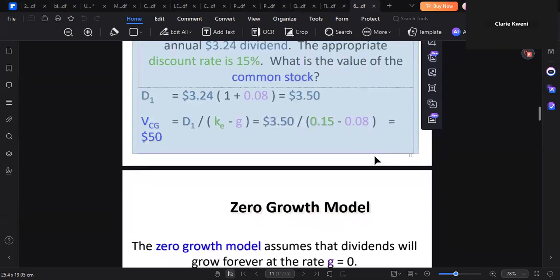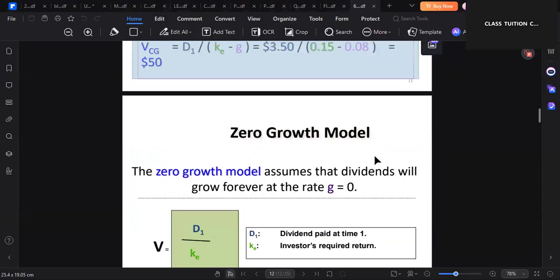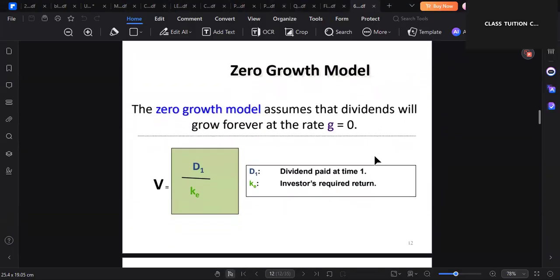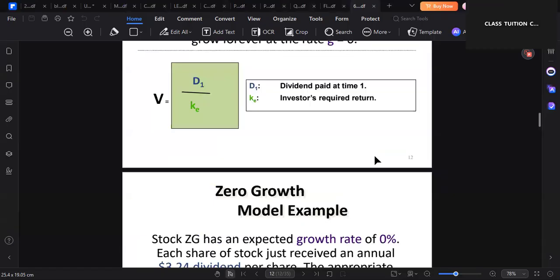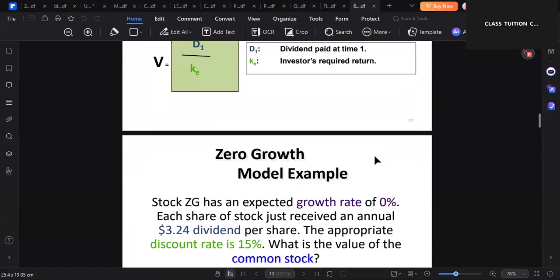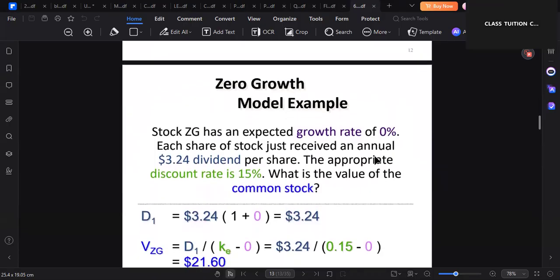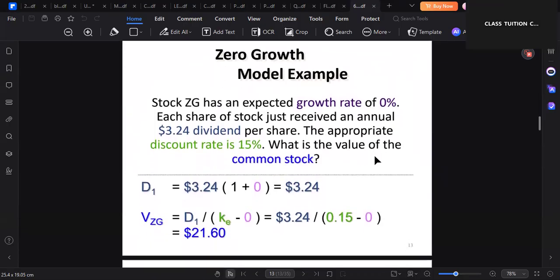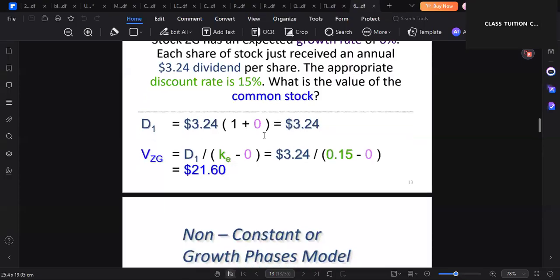Now, the zero growth rate, I already talked about it. It is simply the formula that we use in perpetuity. It is D1 over K. So if a stock with zero growth just received 3.24, and the appropriate discount rate is 15%, that's the value of common stock. So we just divide 3.24 over 15%, and we get 21.60. So you see the difference. This one is not growing at all.